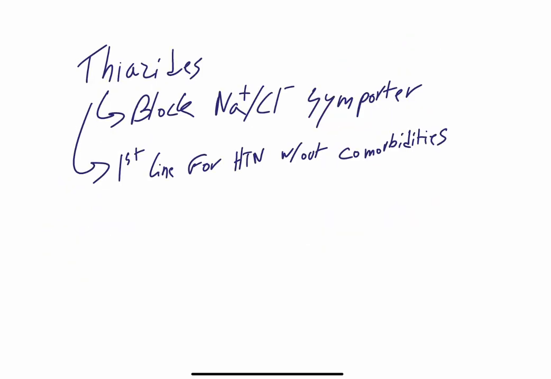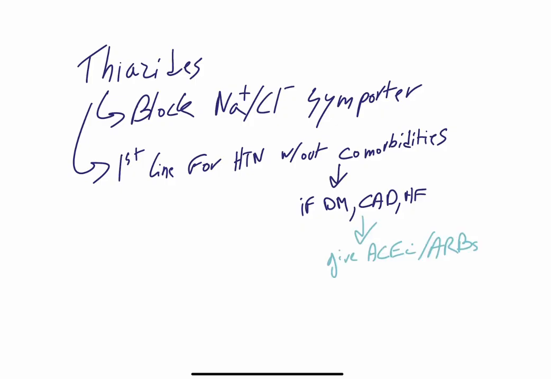Now, moving on to thiazide diuretics such as hydrochlorothiazide. Their mechanism of action, they block the sodium chloride symporter. This is found in the early distal convoluted tubule. Common uses of thiazides are hypertensive patients without comorbidities. So if they don't have diabetes, coronary artery disease, heart failure, you can use them. But if they do, you will be using an ACE inhibitor or ARB instead.